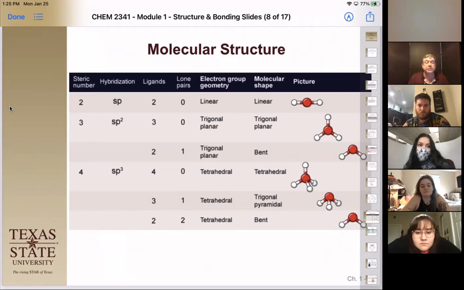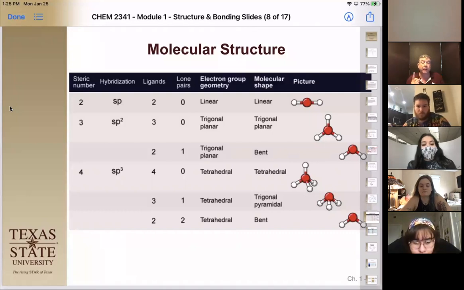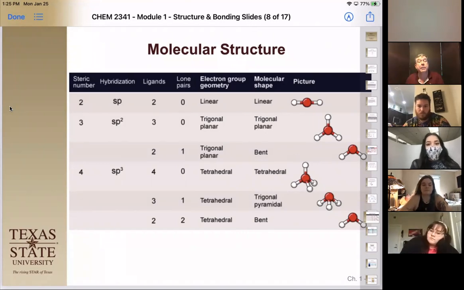Now, the sp3 hybridized gives you the most variety. If you have 4 things bonded to it, here it says ligands, imagine bonded to another atom, and no lone pairs, you're going to go back to your tetrahedral shape. If you have 3 things bonded and 1 lone pair, that's going to give you your trigonal pyramidal. And if you have 2 bonds and 2 lone pairs, like in water, it's going to be bent.